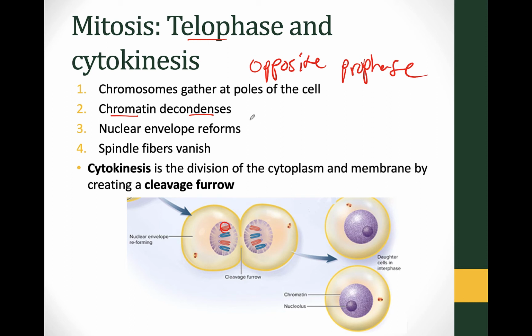This is basically the same as unpacking your boxes when you get to your new house. My nuclear envelope reforms, so I'm going to close these back into a nucleus. Once I get to my new house, I want to shut the door, we're not letting anybody in. And those spindle fibers vanish, right? Those fibers that were over here, they're gone now. These were the movers. So we send the movers home.